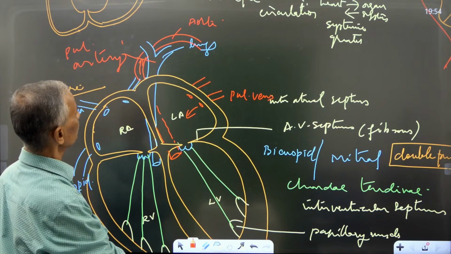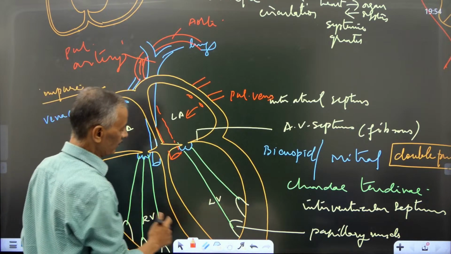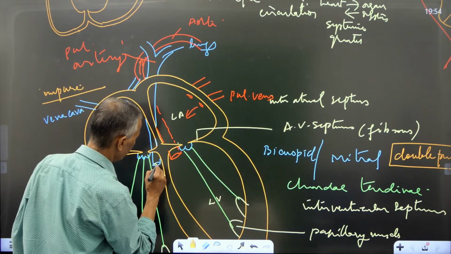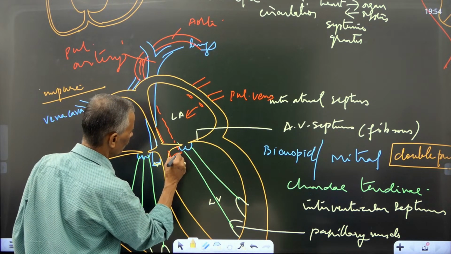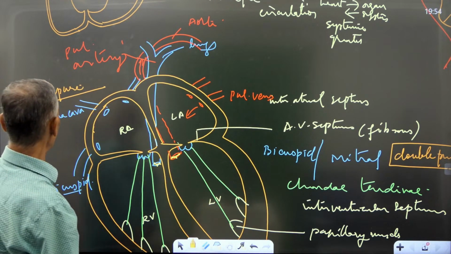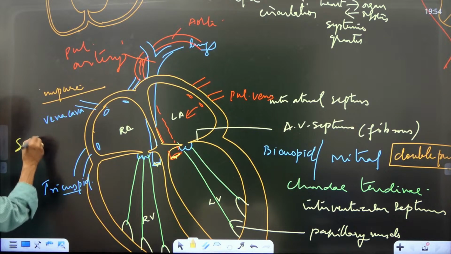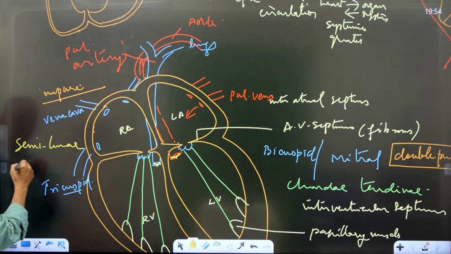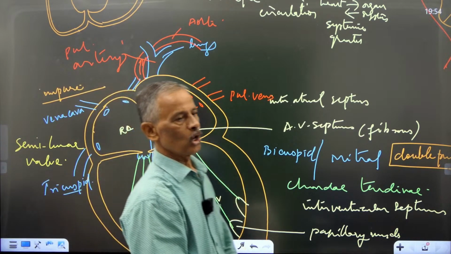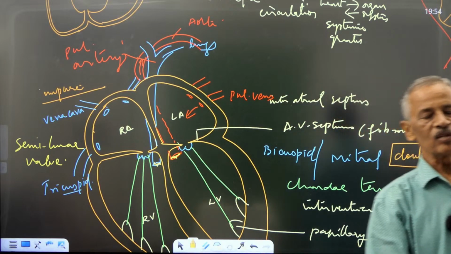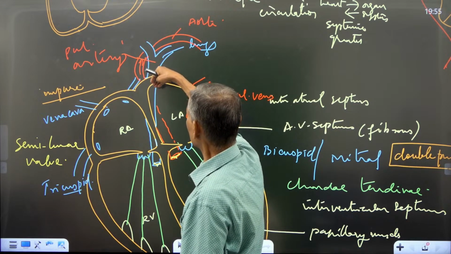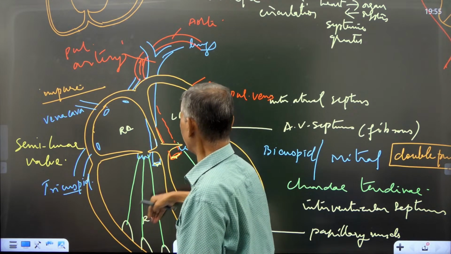Both the pulmonary artery and the aorta have valves at their opening. They are guarded by valves. These valves have the shape of a half moon, so they are called semi-lunar valves. Semi means half, lunar, moon. So having the shape of a half moon, they are called semi-lunar valves. These valves prevent the backflow of blood from the arteries to the ventricles.